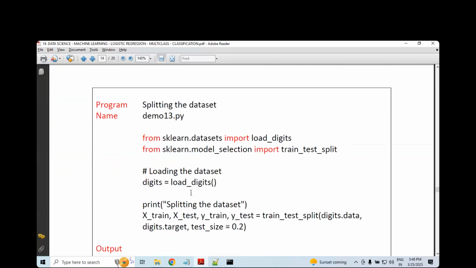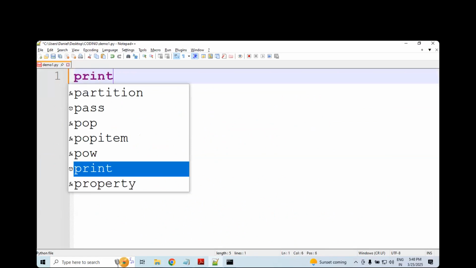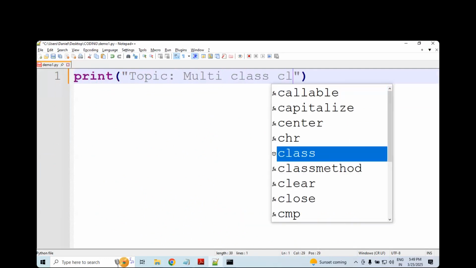Splitting the data set. Then let us follow the steps. What is the topic name? Multi-class classification.